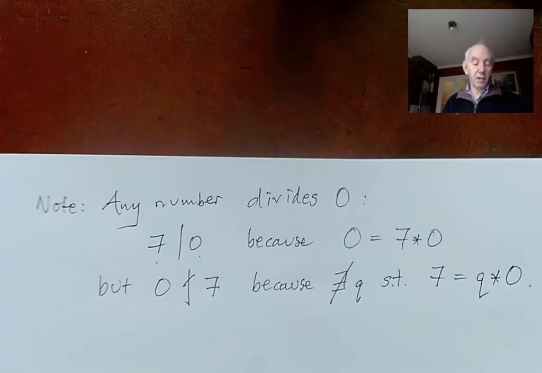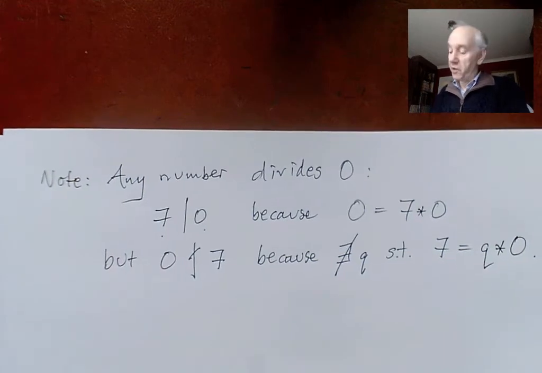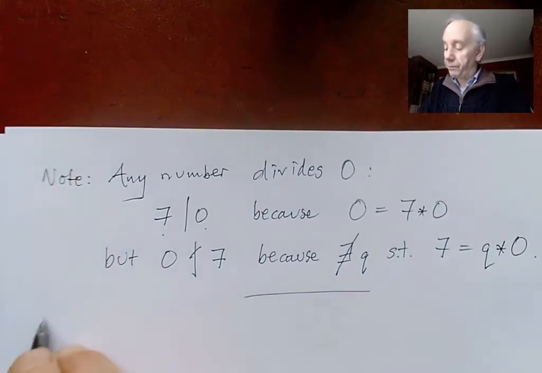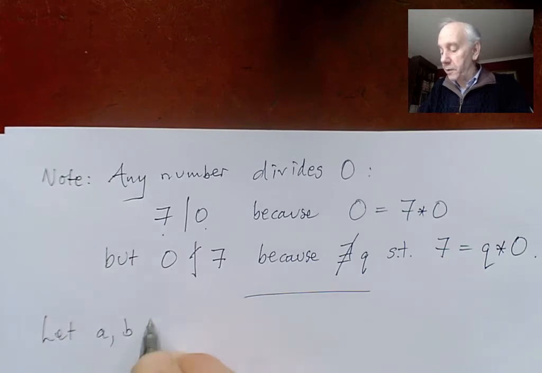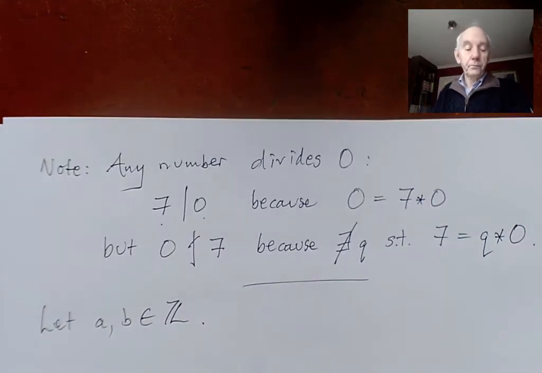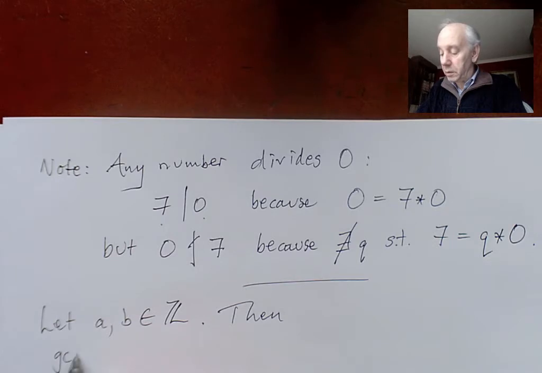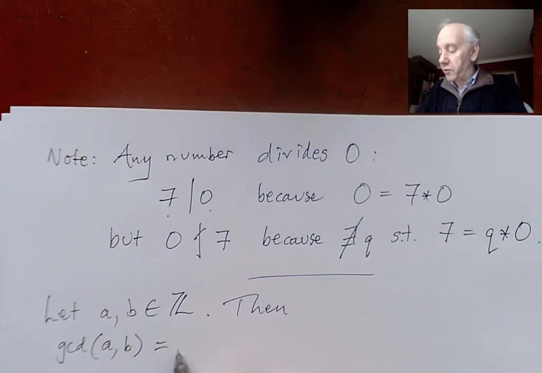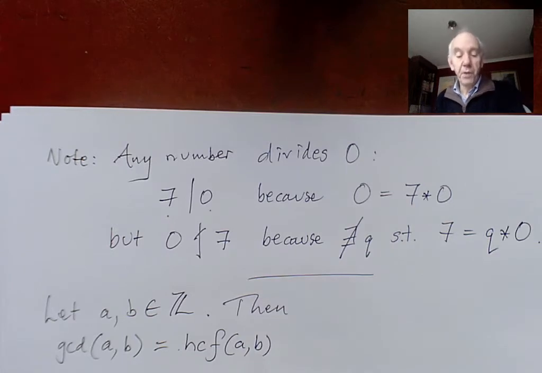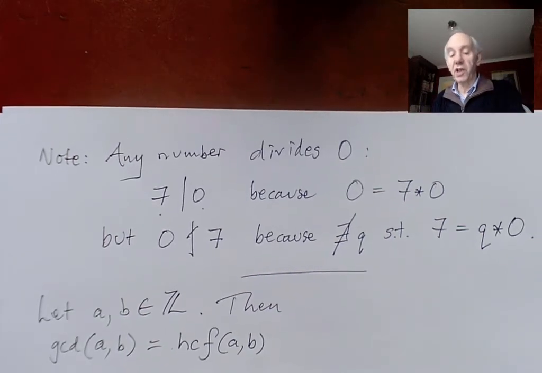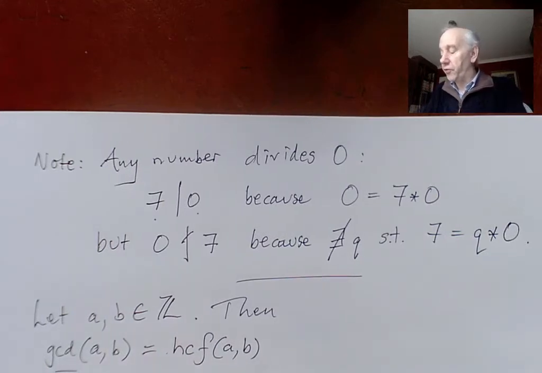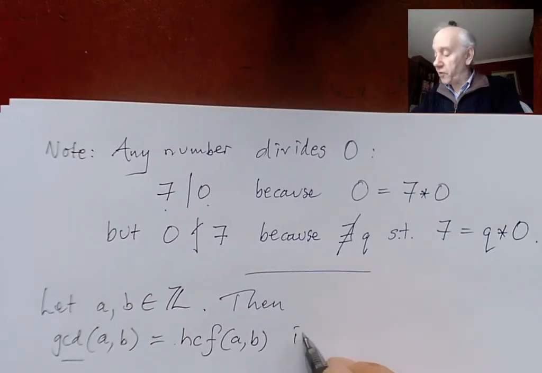Okay, let's go on, and let me remind you what the definition of the greatest common divisor is. So let A and B be integers again. Then the greatest common divisor of A and B, sometimes also called the highest common factor of A and B. You might occasionally see that. It is, as the word suggests, the greatest.